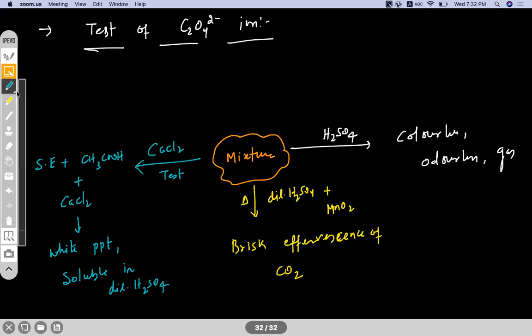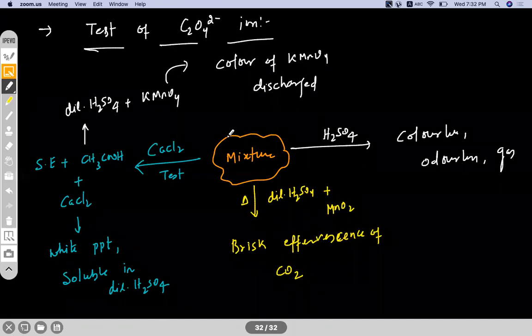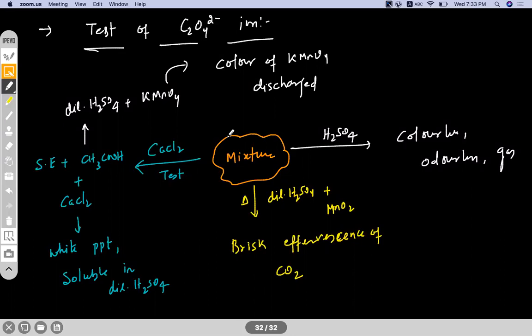In this, we have one more part. If you add in this solution dilute H2SO4 plus few drops of KMnO4, the color of KMnO4 is discharged. This is what we observed. Done.